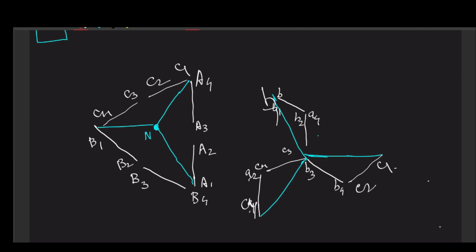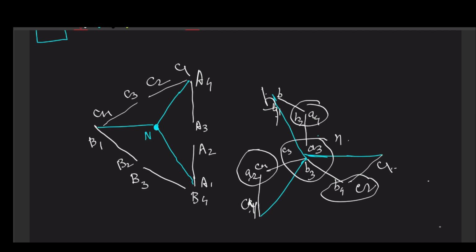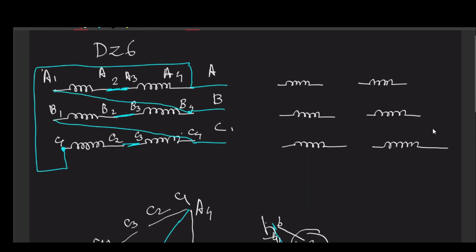How? See, this is for every phase. Here B4 C2, here A2 C4, here B2 A4. Right? For every phase we are connecting it from A1, B1, C1. Then all three C3, B3, here A3, all these are connected to form your neutral N. So let us connect it in this way.